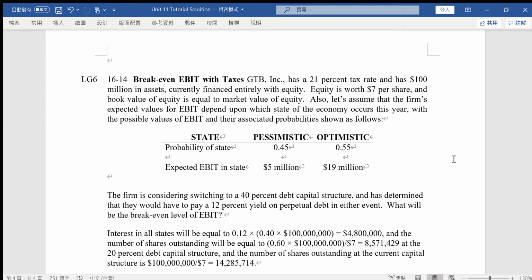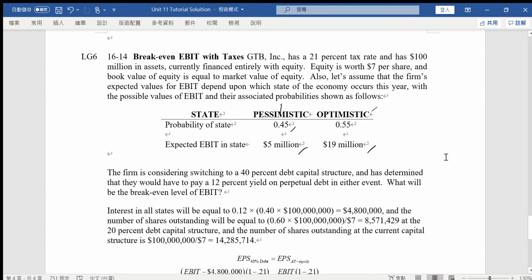Okay, that means there are only two states. Pessimistic, which will account for 45% or 0.45. Optimistic, that will be 0.55, or 55%. Then the EBIT under pessimistic is 5 million only, but under optimistic is 19 million.